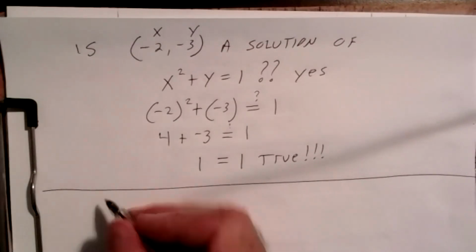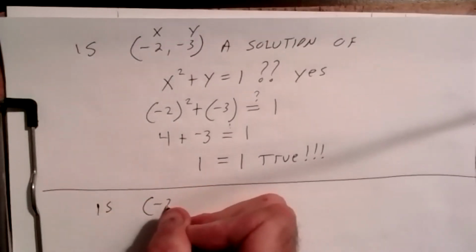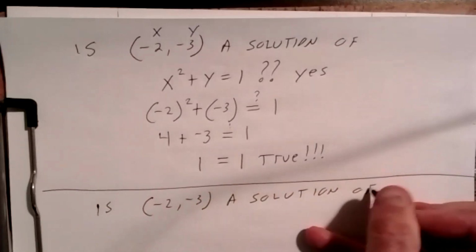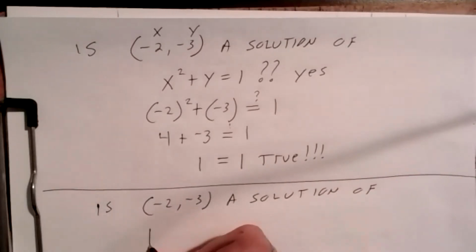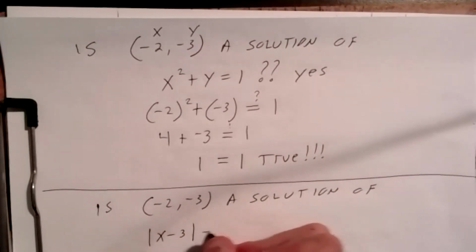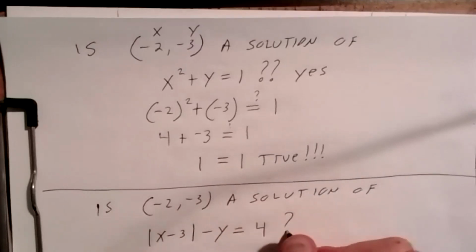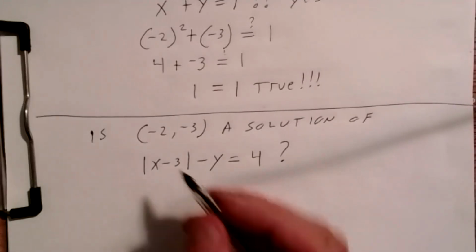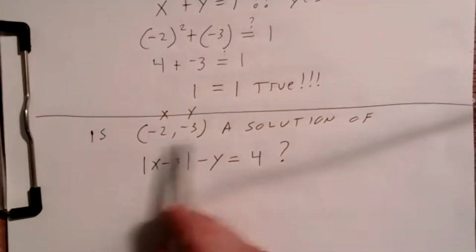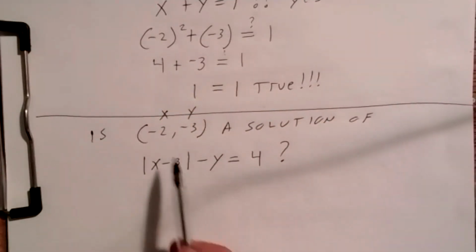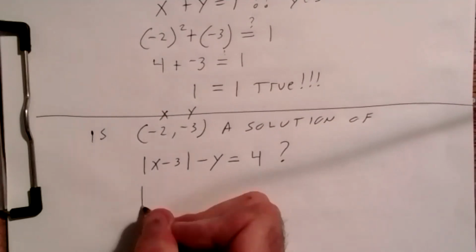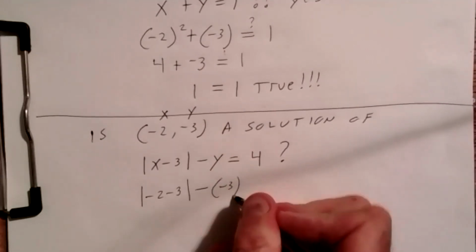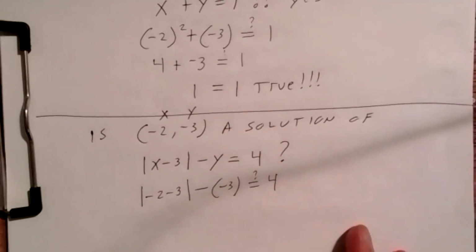All right, let's try another one. Is -2, -3 a solution to this equation? The absolute value of x minus 3 minus y equals 4. Is that true? Is -2, -3 a solution of this equation? Well, if it is, then this ordered pair should satisfy this equation. Well, let's find out. Replace the x variable with the x coordinate. Replace the y variable with the y coordinate. And then verify. Does the left side equal the right side?